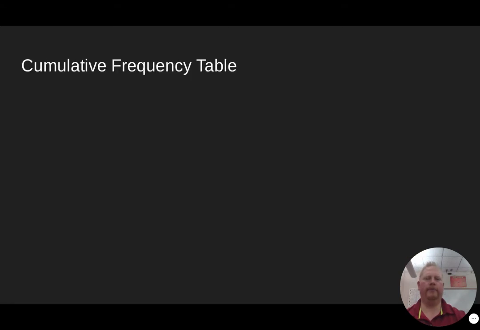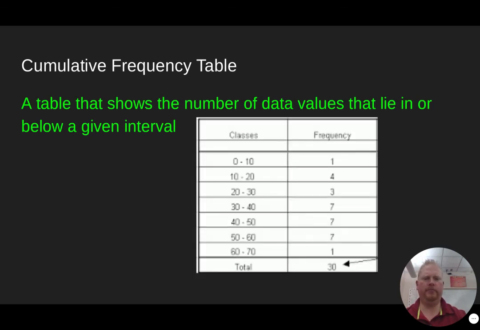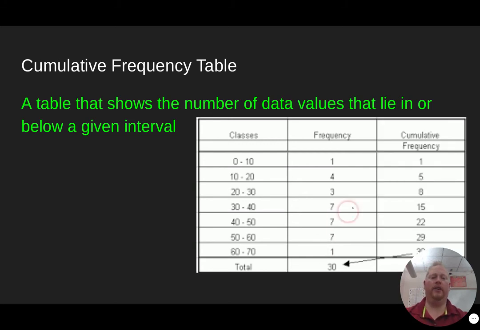Now let's hit our last topic, a cumulative frequency table. A cumulative frequency table is a table that shows the number of data values that lie in or below a given interval. So here's what that means. Here we have a normal frequency table, with our intervals and our frequencies. But a cumulative frequency table has an additional column for the cumulative frequency, and it basically counts what's in that interval and everything before it.